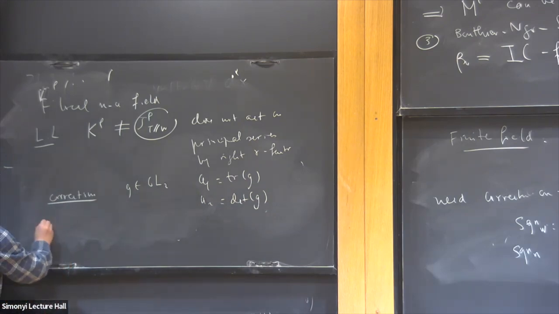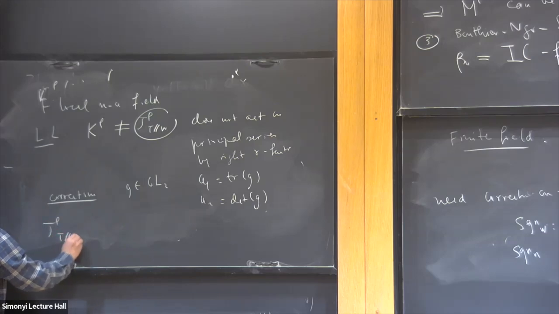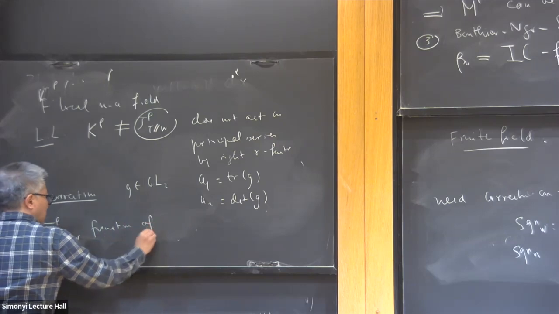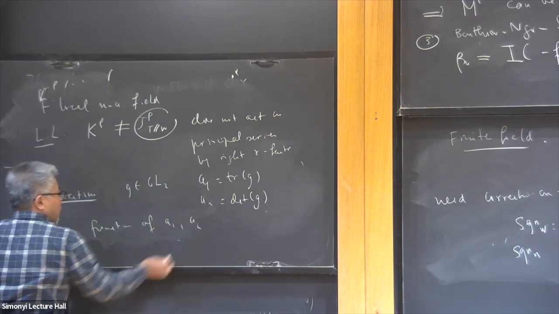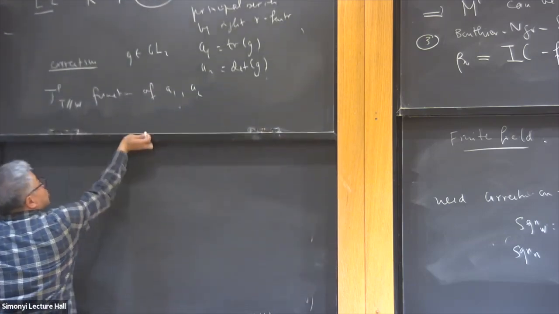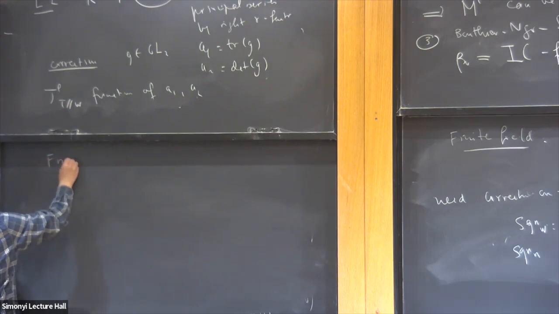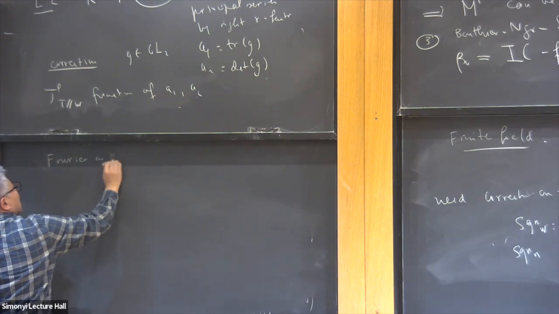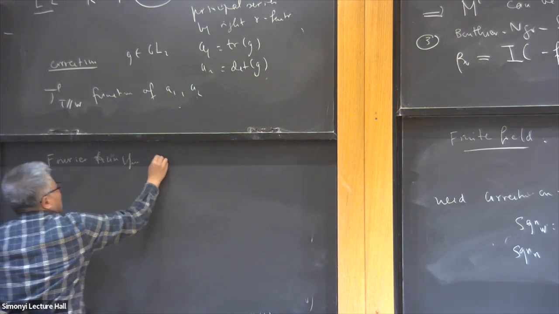So J of rho for T mod W can be roughly seen as a function of A1 and A2. We are going to take the Fourier transform on the trace value, the Fourier transform on A1.